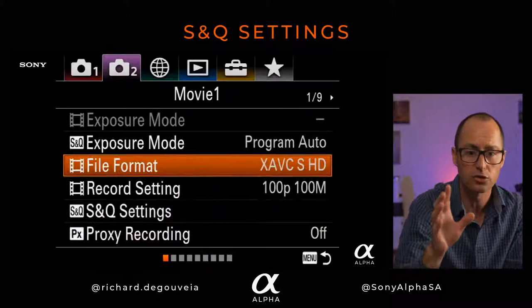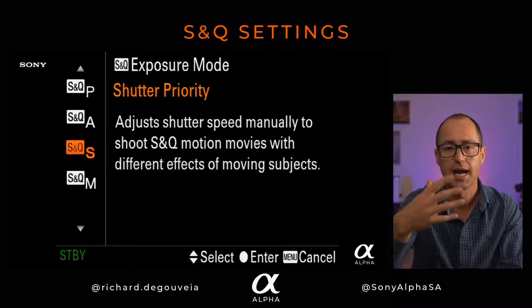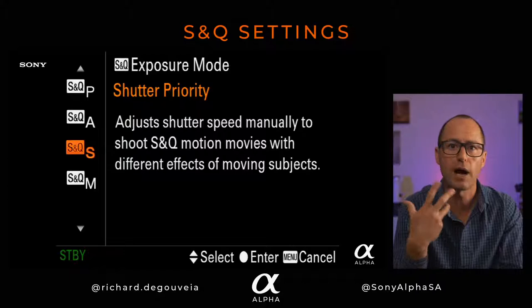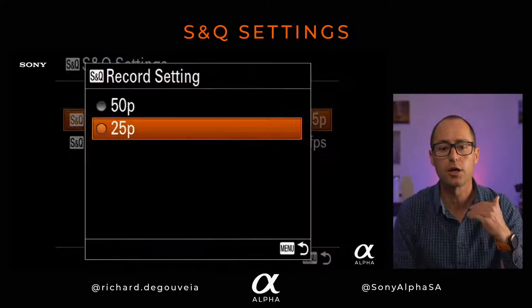If we go into the first movie setting, if we go to exposure mode, we can choose S&Q in program or aperture priority, which obviously would be our choice because we want a depth of field, or we can do shutter priority if things are moving and you want to define the movement speed, or we can go into manual and take full control of the camera, set up those settings, and then let the S&Q run.